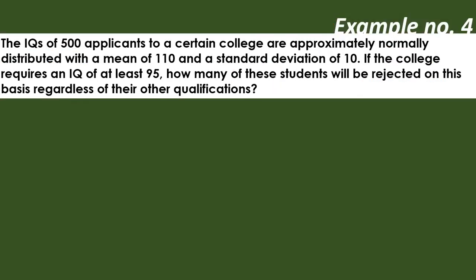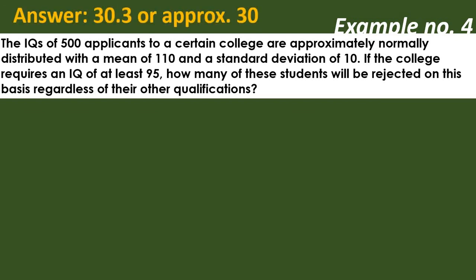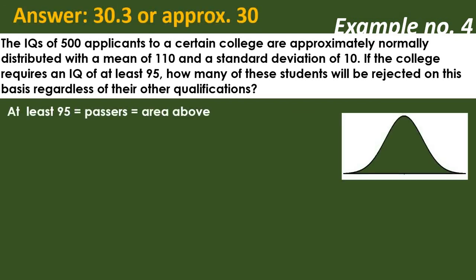Lastly, for example number 4, the IQs of 500 applicants to a certain college are approximately normally distributed with a mean of 110 and a standard deviation of 10. If the college requires an IQ of at least 95, how many of these students will be rejected on this basis regardless of their other qualifications? So we need first to know the given. We are talking here about a cutoff grade of at least 95. So if you get 95 and above, you will be a passer.